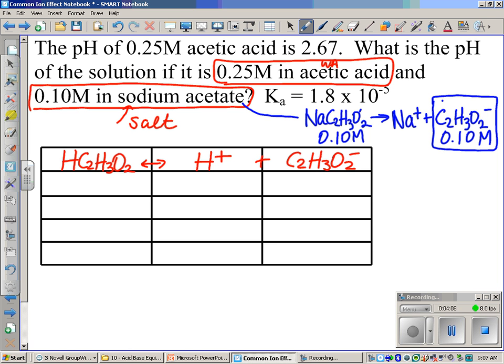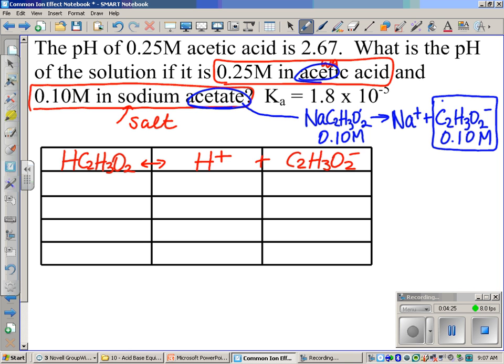So again, if you have a solution with a weak acid and a salt, write the weak acid equation into the table, take the salt, break it up, and figure out the concentration of the ion that is common to both of them. And again, acetate is the common part to both of them.